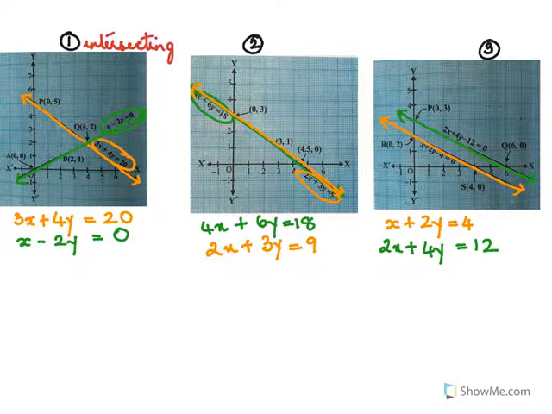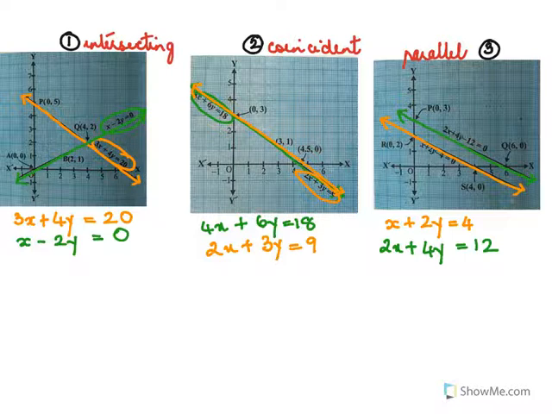In the first case, the lines were intersecting. In the second case, the lines were coincident. They were one over the other. They represented one and the same line. And in the third case, the lines were parallel. These are the three situations that we can get if we have two lines. They either could be intersecting, or coincident, or parallel.